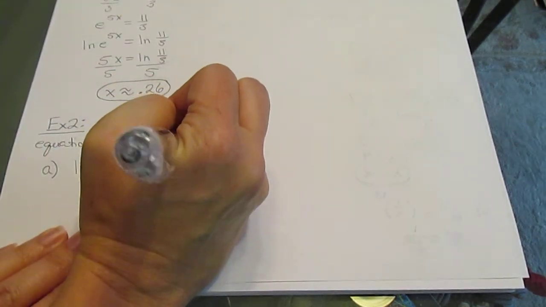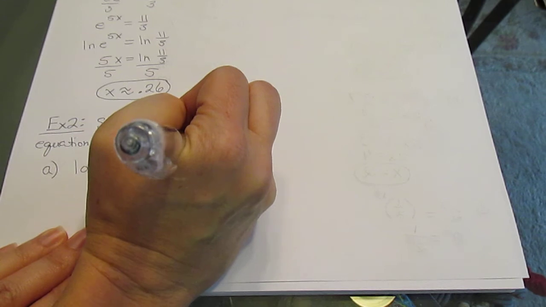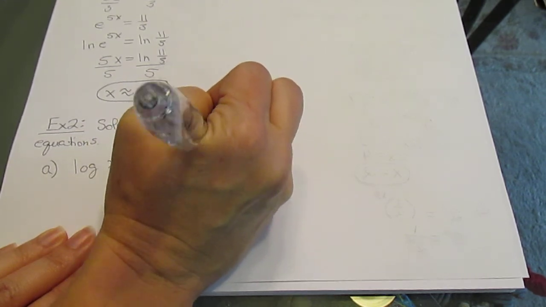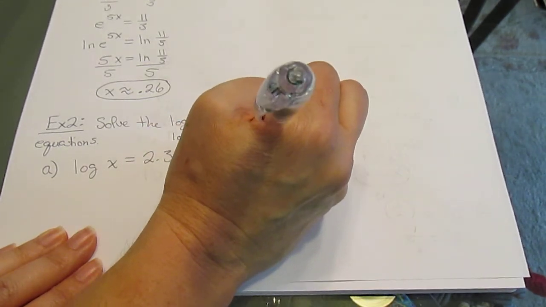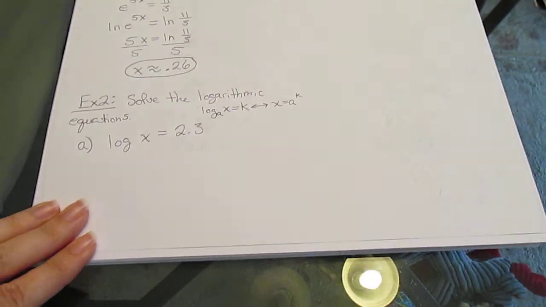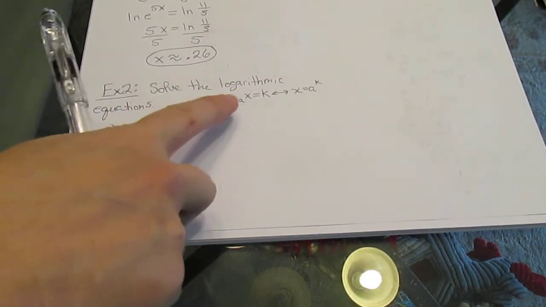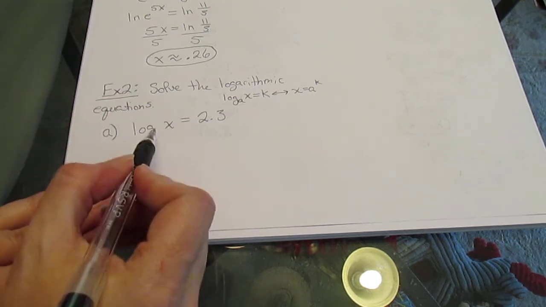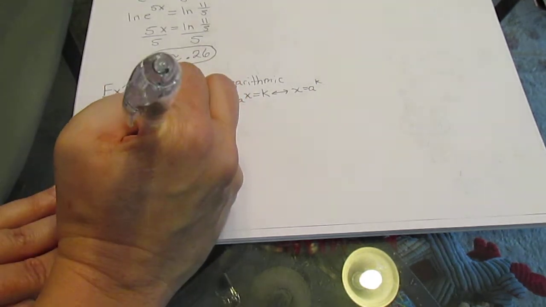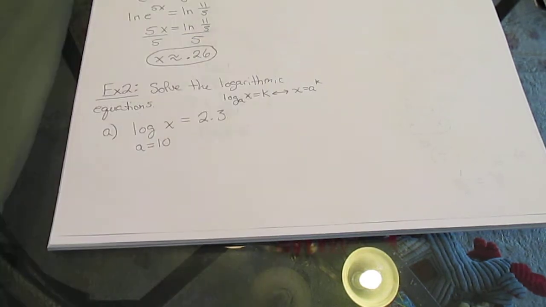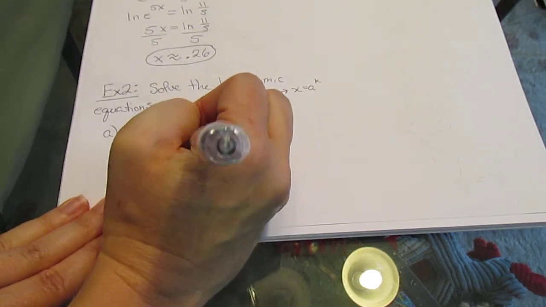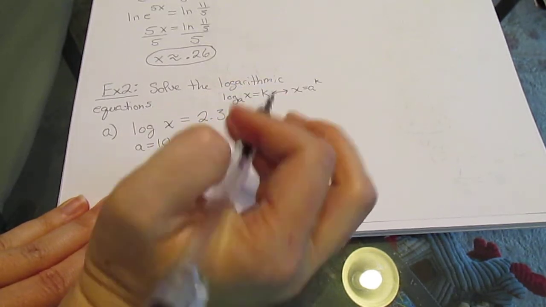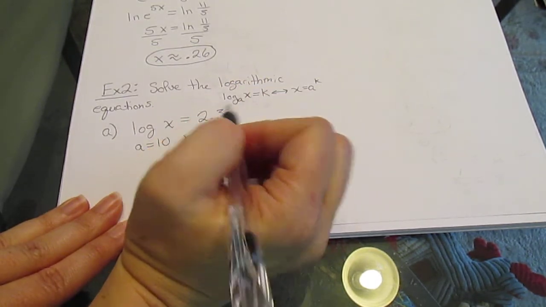So right up here, let me write down what our formulas were. So log base a of x equals k. We can transform that into x equals a to the k. And I'm going to go ahead and write out what each piece was. Okay, so we don't have the base written. That means it's base 10. Okay, and then our x, well, it's x in this case anyways. And our k is 2.3.